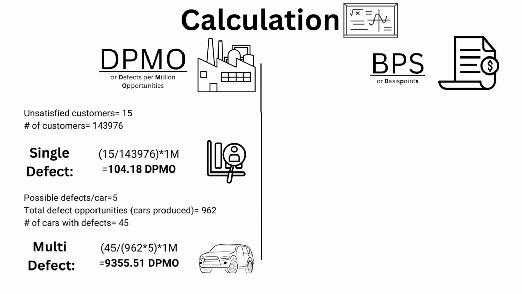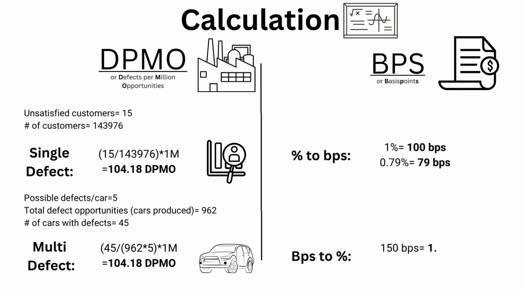Now for basis points, we could have two possible calculations or conversions, if you may. We could convert from percentage to basis points, which would create the calculation as 0.79% would be 79 basis points, or 1% would be 100 basis points, for example. While on the other side, we could have basis points to percentage. 150 basis points would be 1.5%, or 31 basis points would be 0.31%.